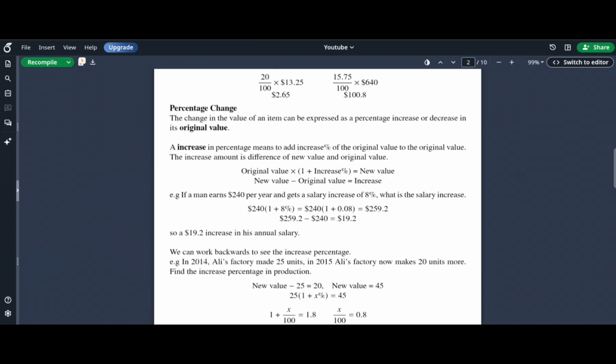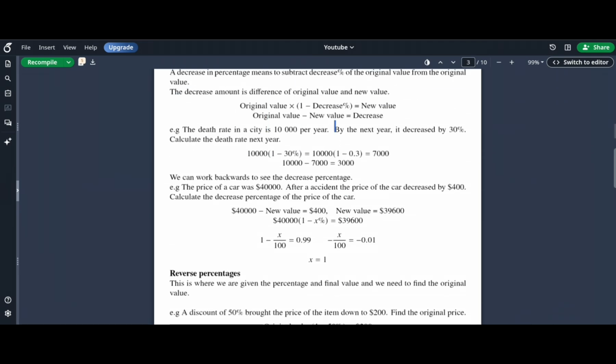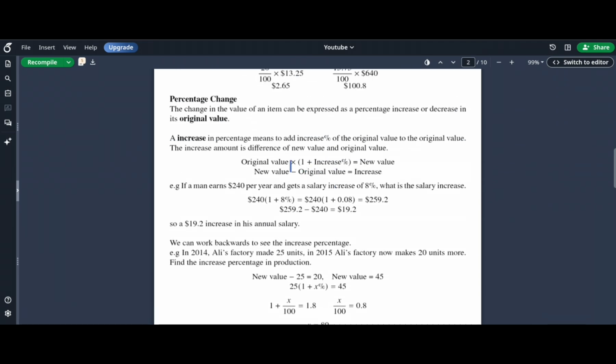You know how in physics you have change in temperature: you find by how much the temperature changes. It's the same thing here. If it's increasing, it's new value minus original value; if decreasing, it's old value minus new value. Next is the formula to find the new value: original value, you add the increase percent.